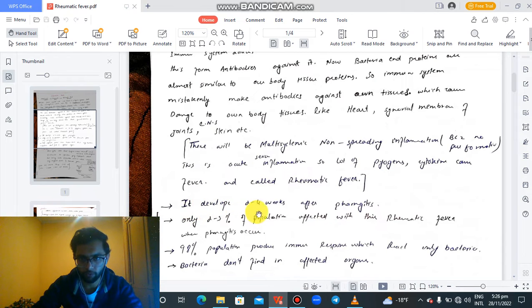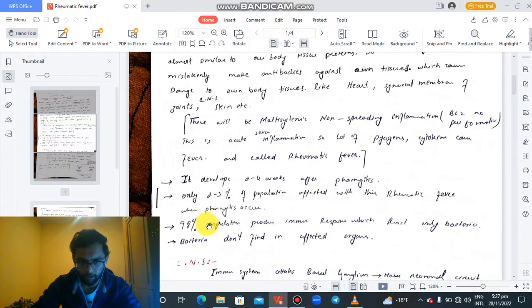Next, it develops 2 to 4 weeks after pharyngitis, where the streptococcal infection infects our pharynx and causes inflammation of the pharynx, which is called pharyngitis. So after treatment of pharyngitis, after a few weeks it will develop rheumatic fever. Maybe it will take time, but after a few weeks our immune system makes antibodies against our own body antigens because the antigen of the microbes is similar to our own body antigens. So the antibody will be for microbes, but it mistakenly attacks our own body tissues. It develops 2 to 4 weeks after pharyngitis.